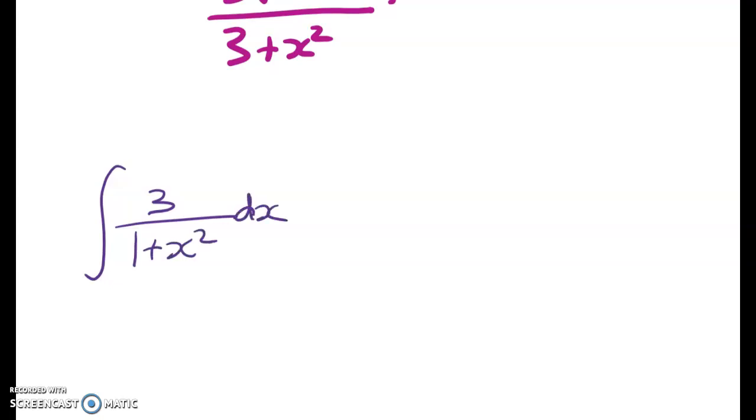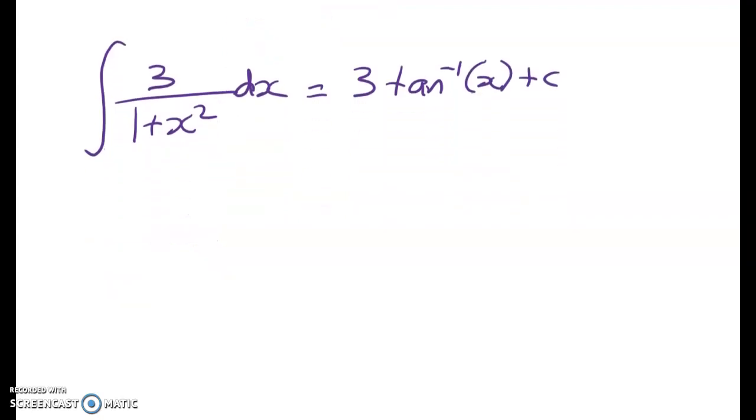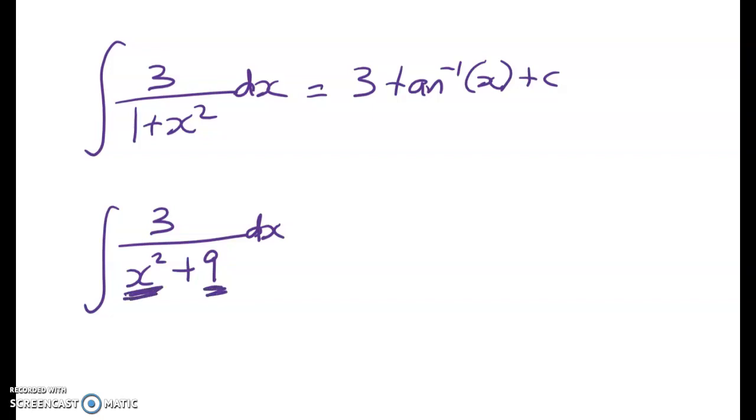So this should look pretty easy, right? Because you've got a constant times 1 over 1 plus x squared. So that's going to integrate to give me 3 times tan inverse of x plus c. But what about if instead I had this 3 over x squared plus 9 dx? Well, what I need to do is to work backwards so that I've got a blob squared plus 1. And that's going to help me do reverse chain rule.